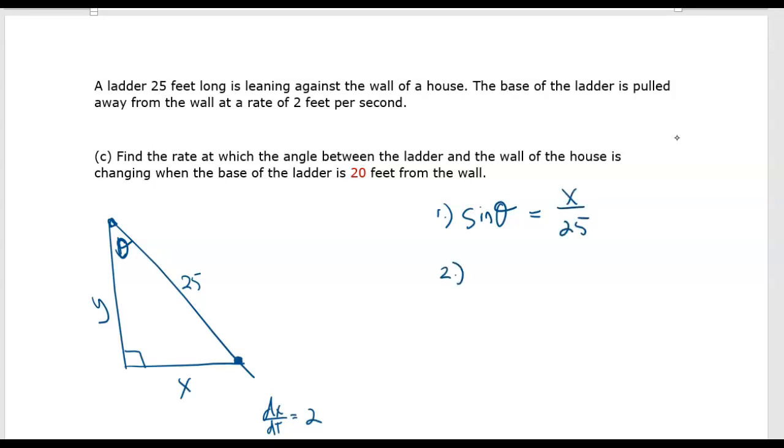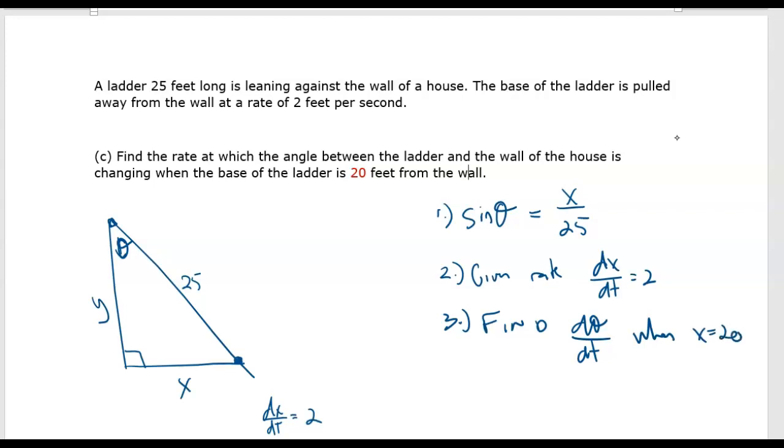Okay, and my step 2 will always be to state what's given, right? So the given rate is dx dt. I already wrote that down. And my step 3 will be to find what we want to find, and that's d theta dt when the base of the ladder is 20 feet from the wall, when x is 20. Okay, so let's see if that's enough information after we do the calculus.